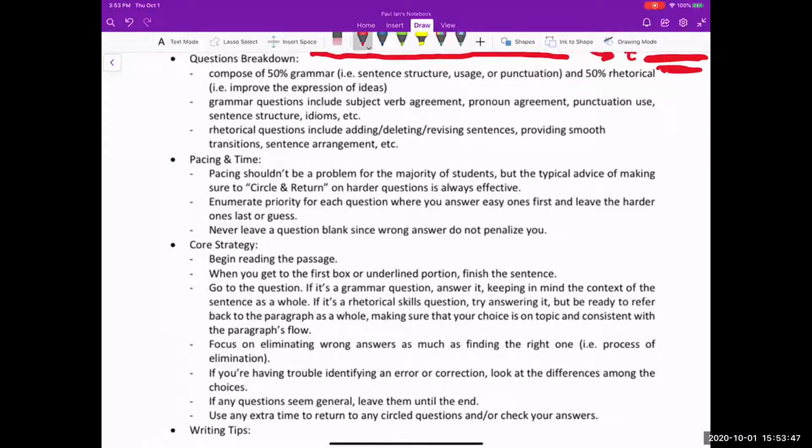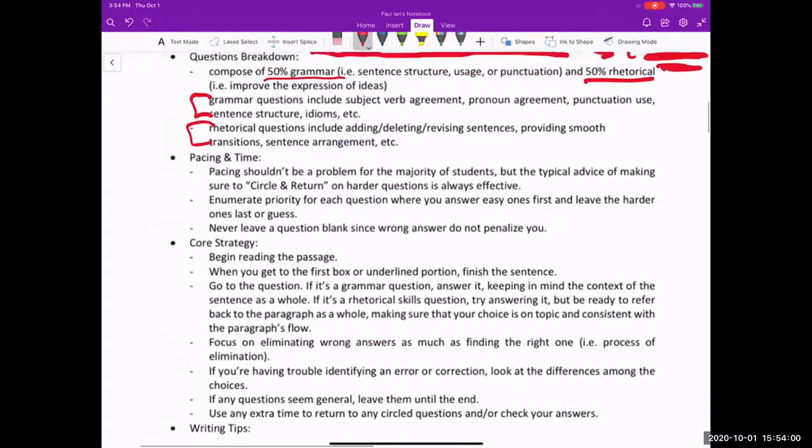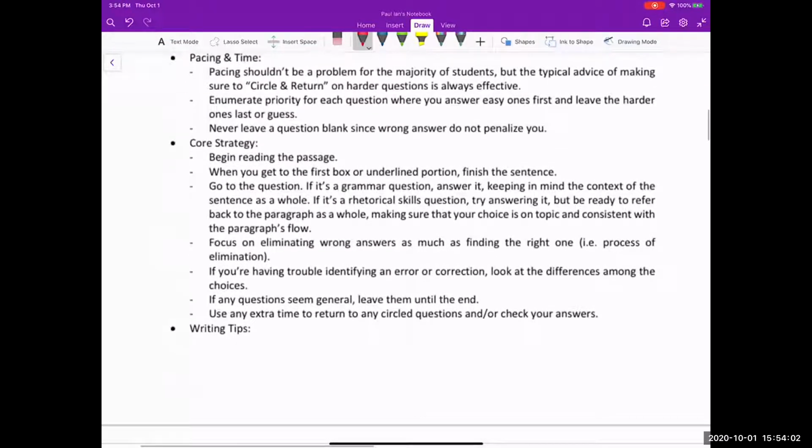So, like I said, these questions will be 50% grammar and 50% rhetorical. In terms of pacing, a lot of students find that section 2, the writing and language, is not that bad.